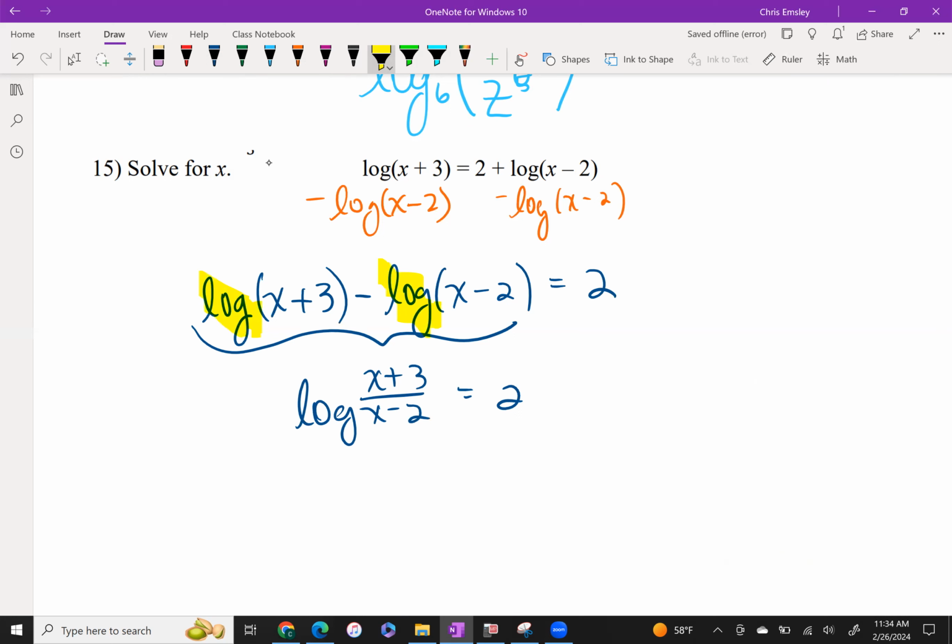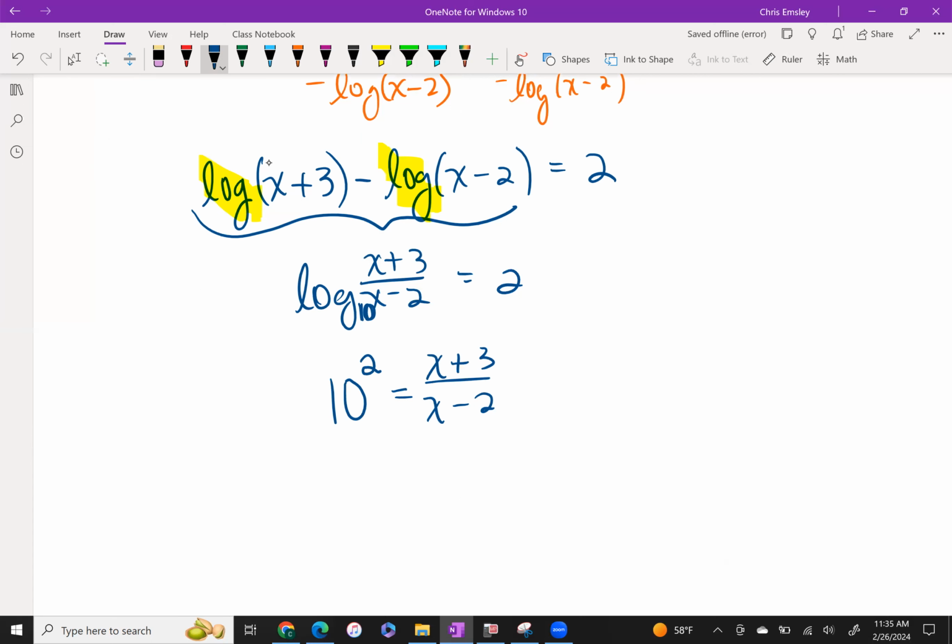And then once I have a single log on the left and a number on the right, that's when I'm going to use the definition of a logarithm to rewrite this into its exponential form. Again, we're going to remember this is log base 10 when we don't see it down there. The definition of logarithm says you take your base, the answer from your logarithm is always your exponent, and you set that equal to your argument. So 10 squared, that's just 100. We can just write that out.